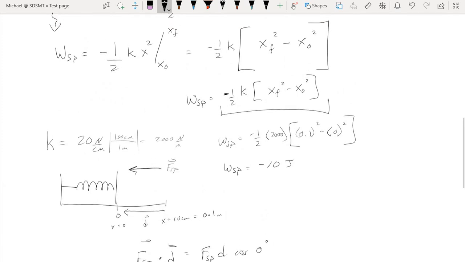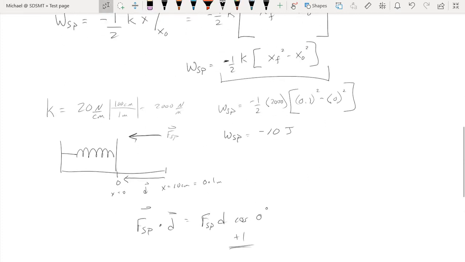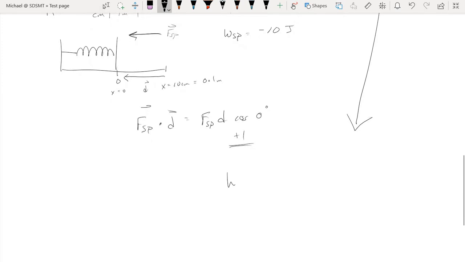When we removed the spring from equilibrium, we were traveling in a direction that was opposite of what the spring force was pointing, and so the spring force was working against us, hence the negative sign. Okay, let's take our spring force and the work that it does. So the work done by the spring is 1/2 k times x final squared minus x initial squared.